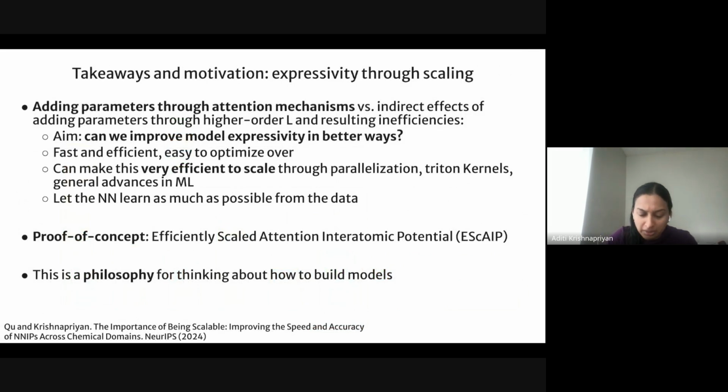So there are a few takeaways that we took from this type of ablation study, centered around this idea of gaining expressivity through scaling. One of those things was, okay, if we add parameters through the attention mechanisms versus the indirect effects of adding parameters through higher order L and the resulting downstream inefficiencies, because of course the models that don't have the rotational equivariance property do run a lot faster.